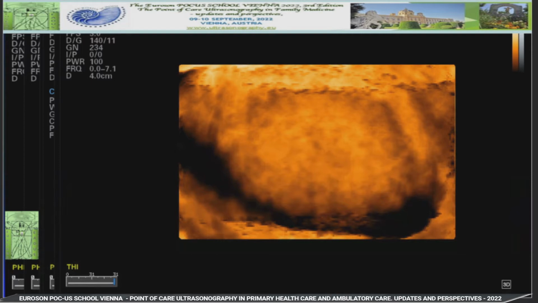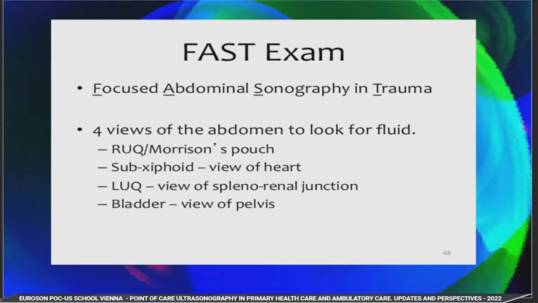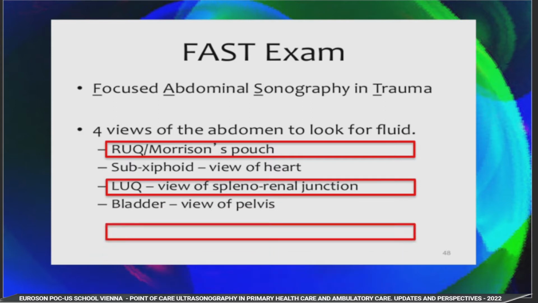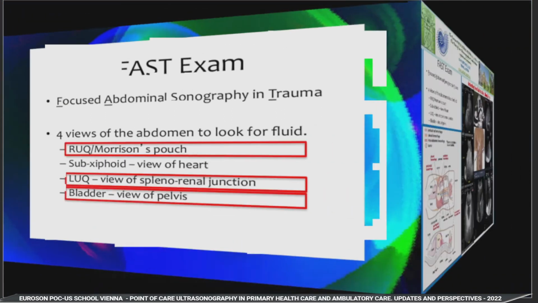And finally, you can make the FAST exam, a focused abdominal sonography in trauma with 4 views: the right upper quadrant, the subxiphoid, the left upper quadrant, and the bladder, to see any presence of liquids in your patient.